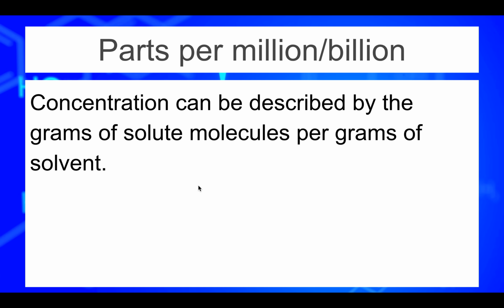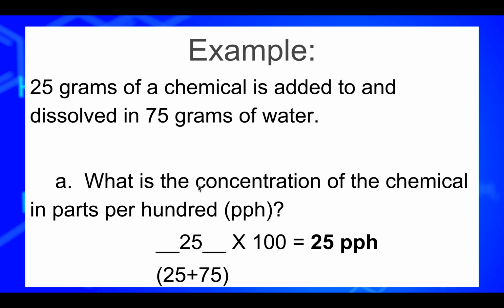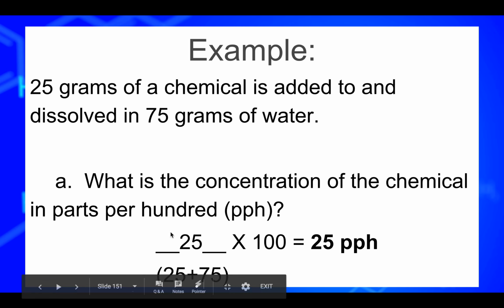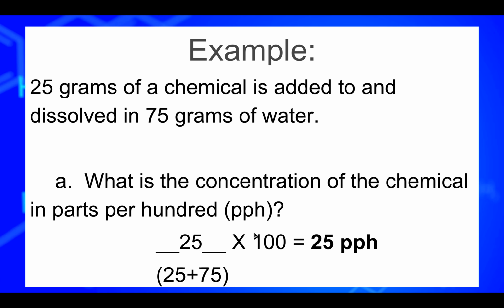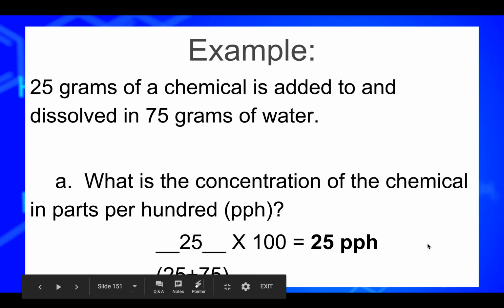Parts per million or parts per billion. Concentration can be described by grams of solute molecules per grams of solvent. Here's an example of a question you might see. There are 25 grams of a chemical added to and dissolved in 75 grams of water. What's the concentration of the chemical in parts per 100? Well, we've got 25 parts, that is our solute. Our total weight would be 25 plus 75, times 100 for our parts per 100, is going to give us 25 parts per 100.